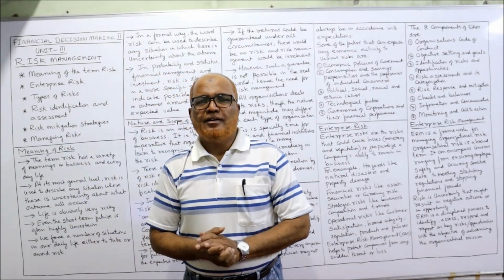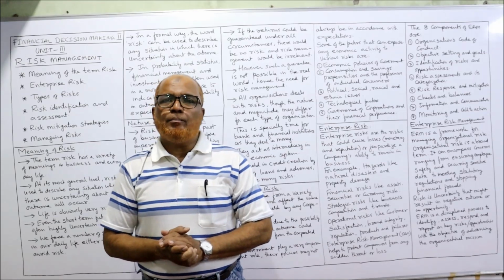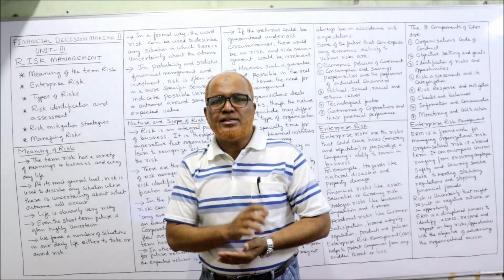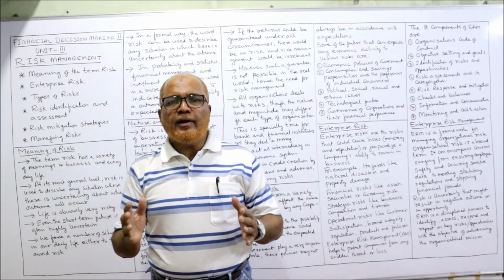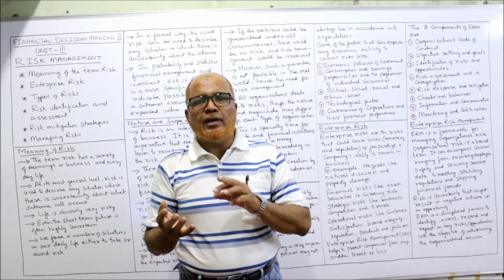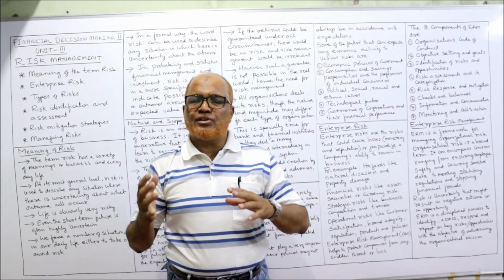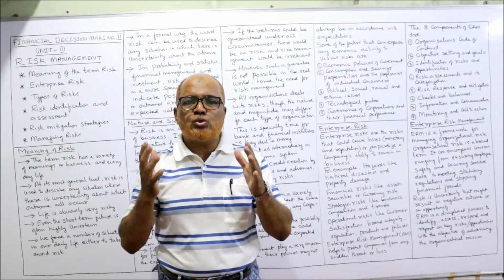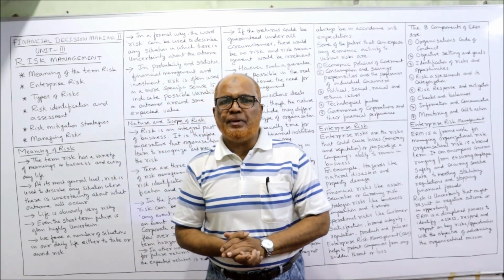I'm Hasham Ali Khan. Now I'm starting unit number 3 in the subject Financial Decision Making 2. Already 2 units I have completed. Unit number 1, CVP analysis. There I have explained the complete topic. We have done so many problems on CVP analysis.